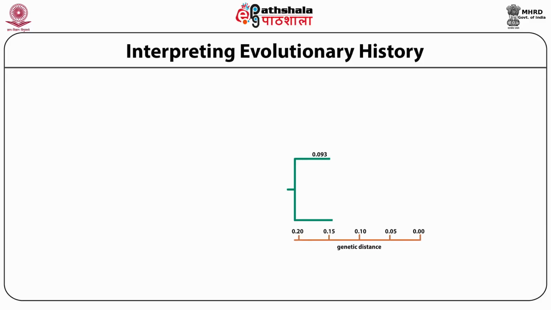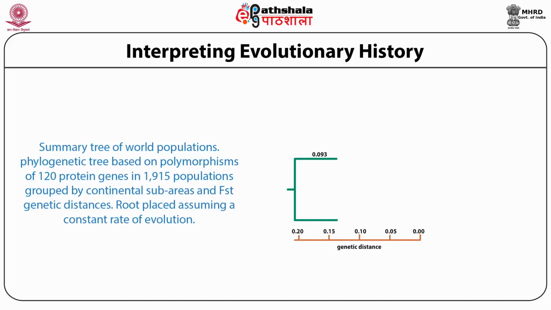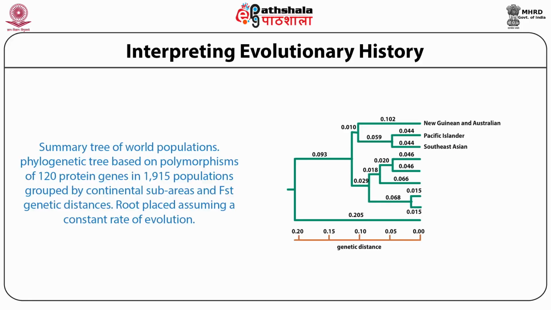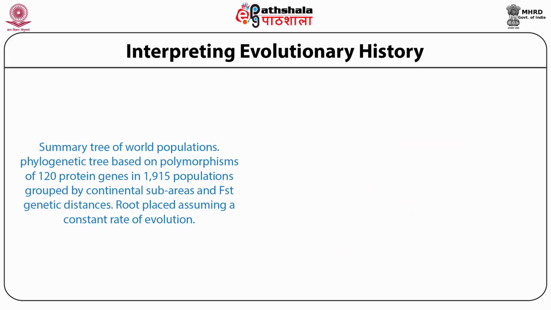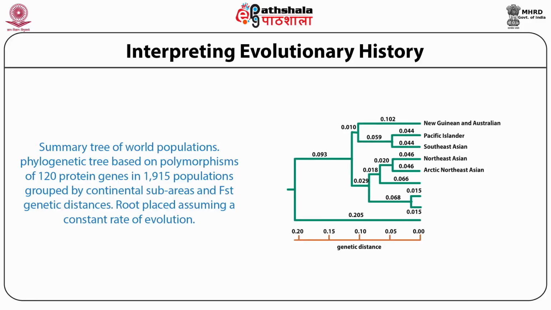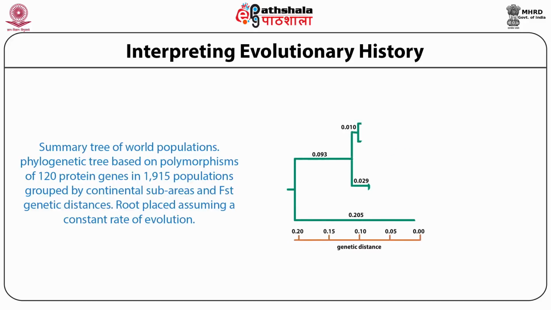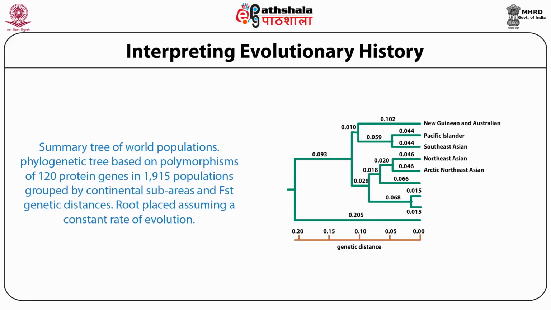Interpreting evolutionary history. Here in this slide, it shows the summary tree of world populations. Phylogenetic tree based on polymorphism of 120 protein genes in 1915 populations grouped by continental sub-areas and by genetic distance. Root placed assuming a constant rate of evolution. So the history of population differentiation using genetic data was initially inferred from phylogenetic trees and from multivariate statistical methods such as principal components, of which multidimensional scaling is a derivation, that use allele frequencies.